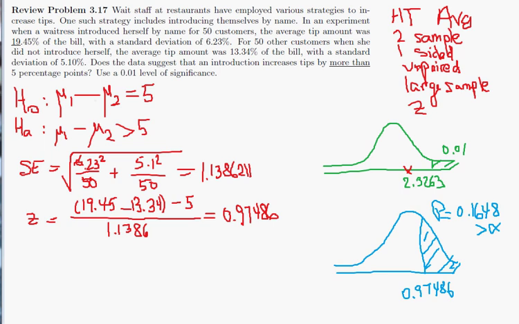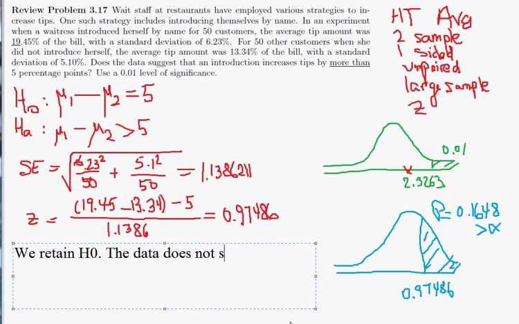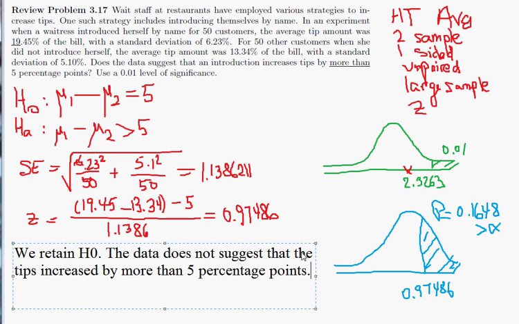So let's type out the conclusion. We retain the null hypothesis, or we fail to reject the null hypothesis. The data does not suggest that the tips increased by more than 5 percentage points. And so that is the way to do this problem. It's very much the same as before, except we have a null value of 5 this time instead of 0, which has been what we've seen mostly in the past when we've had differences.